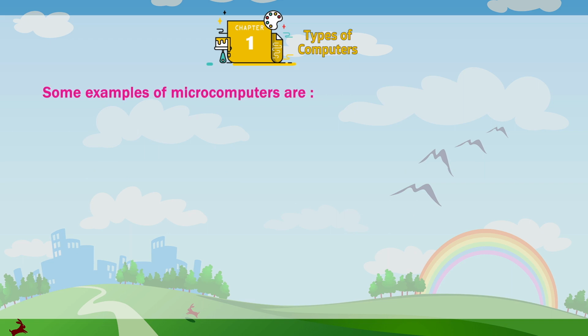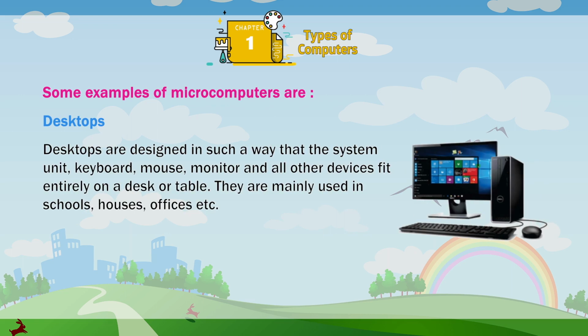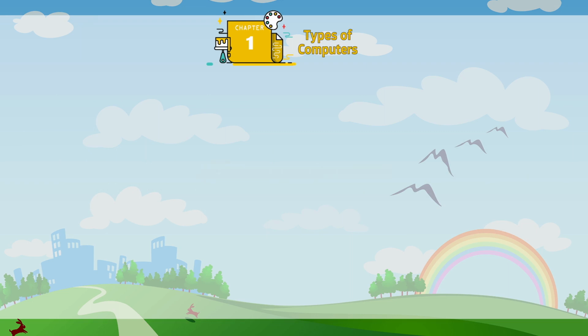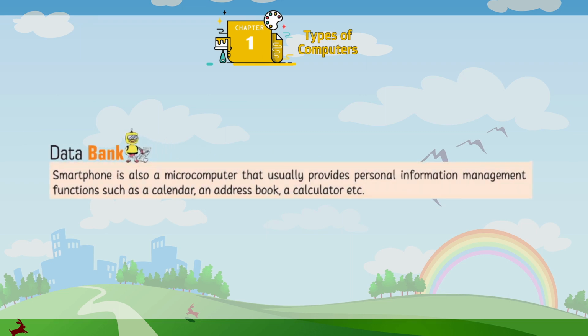Some examples of microcomputers are desktops. Desktops are designed in such a way that the system unit, keyboard, mouse, monitor, and all other devices fit entirely on a desk or table. They are mainly used in schools, houses, offices, etc. Smartphone is also a microcomputer that usually provides personal information management functions such as a calendar, an address book, a calculator, etc.